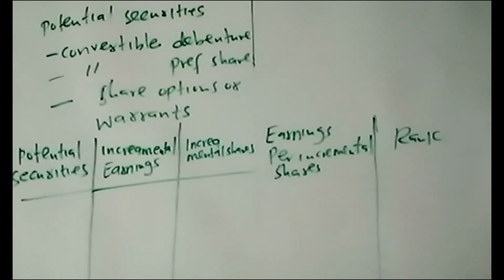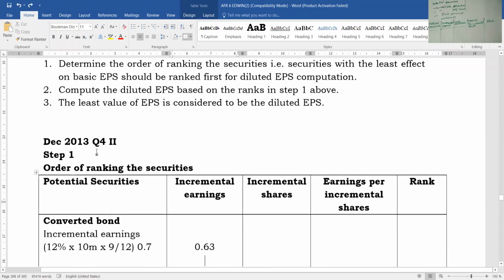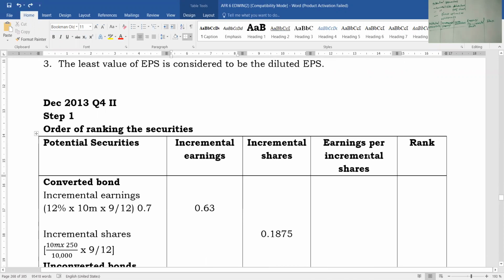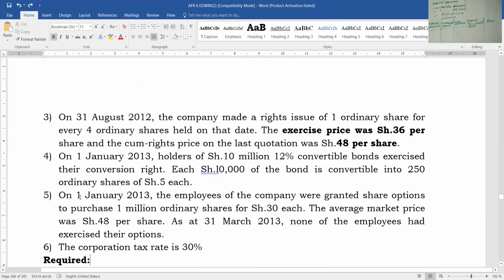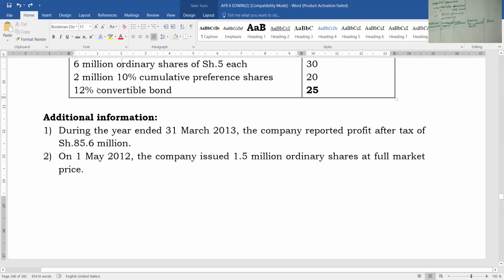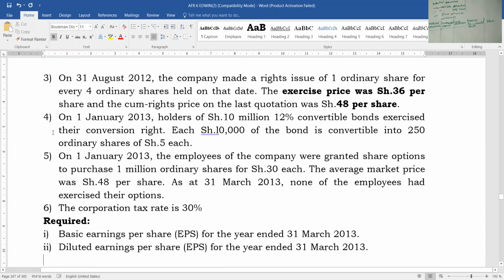Then you rank once you are done with all of the securities. And that is what I did in this question. You can see I talked about potential securities, incremental earnings, incremental shares, earnings per incremental share, then you rank. In this question there were 2 potential securities. They include the convertible bond, and we have the share options. Out of the examples I've given you, we have 2 of them. So that is only 2 potential securities we have to deal with.